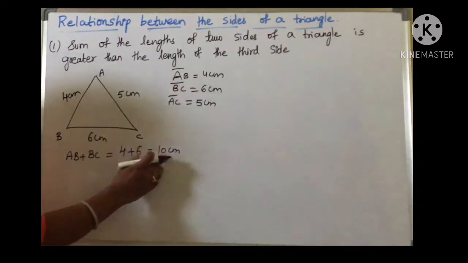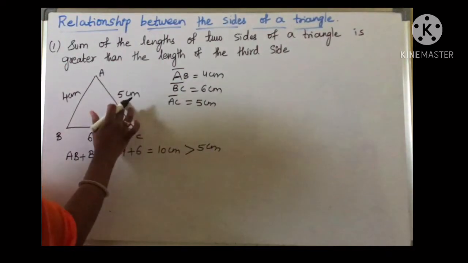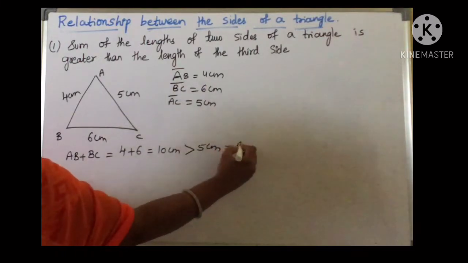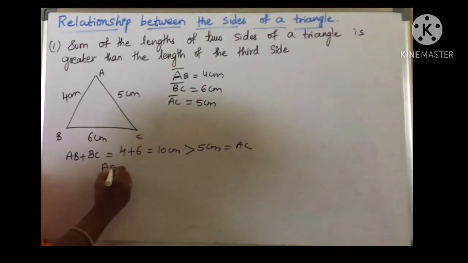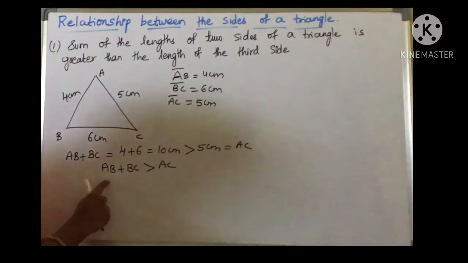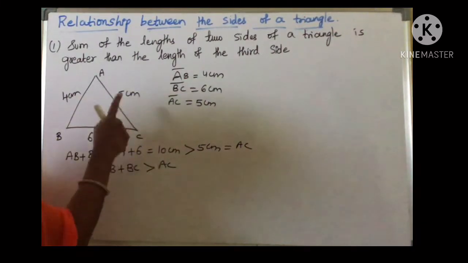And the value 10 is greater than 5 centimeters. What is the other side? 5, right? Here 10 is greater than 5 centimeters. That is nothing but this is AC. So by this we got AB plus BC is greater than AC. Means when you are adding any two sides of a triangle, the value should be greater than the third side.